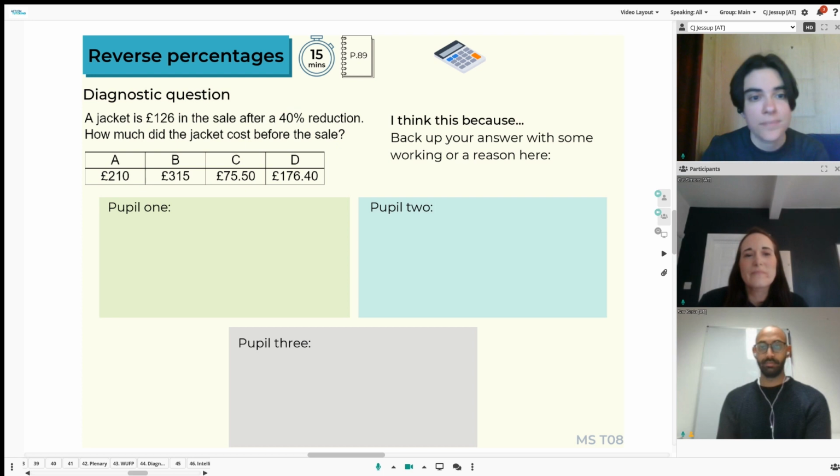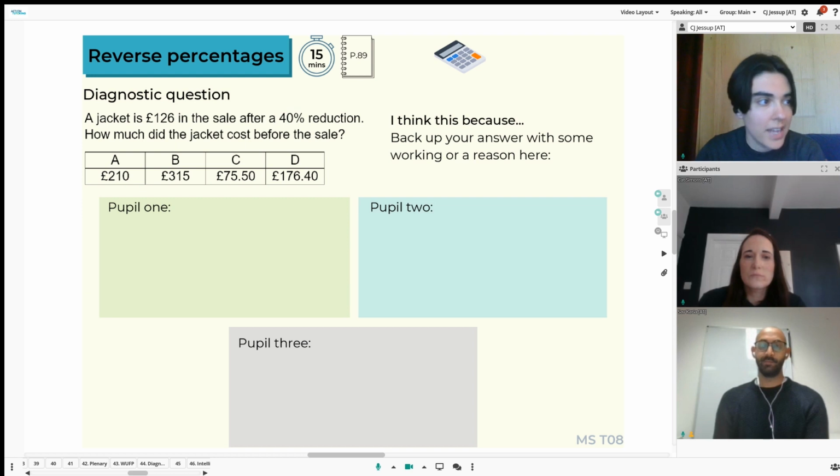Let's have a look at this one. So yeah, reverse percentages, our topic. Anybody got any ideas what reverse percentages means? Is it familiar at all? No. Okay, it's new. All it means is you're given some numbers and you've got to get back to the original number or the original cost. So you're using the data that you've got, the new amount and the percentages, and you're using that to get back to the original amount.